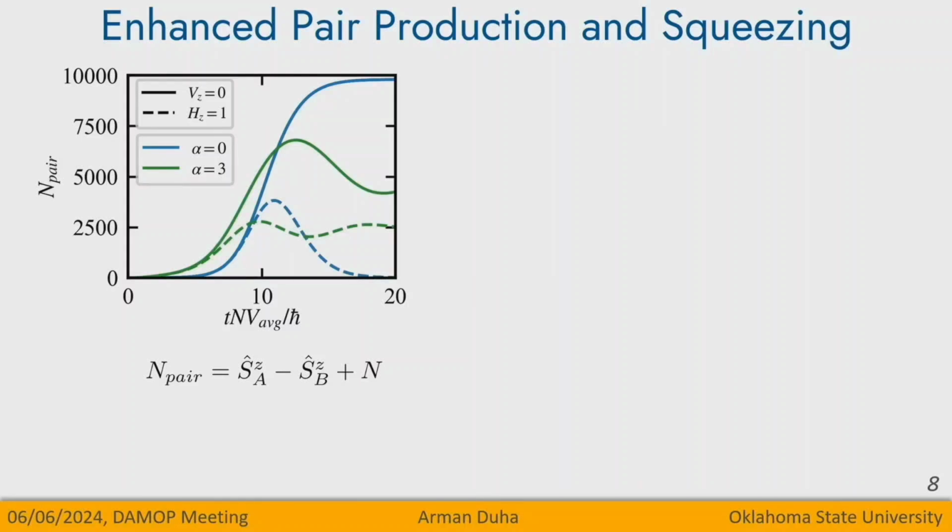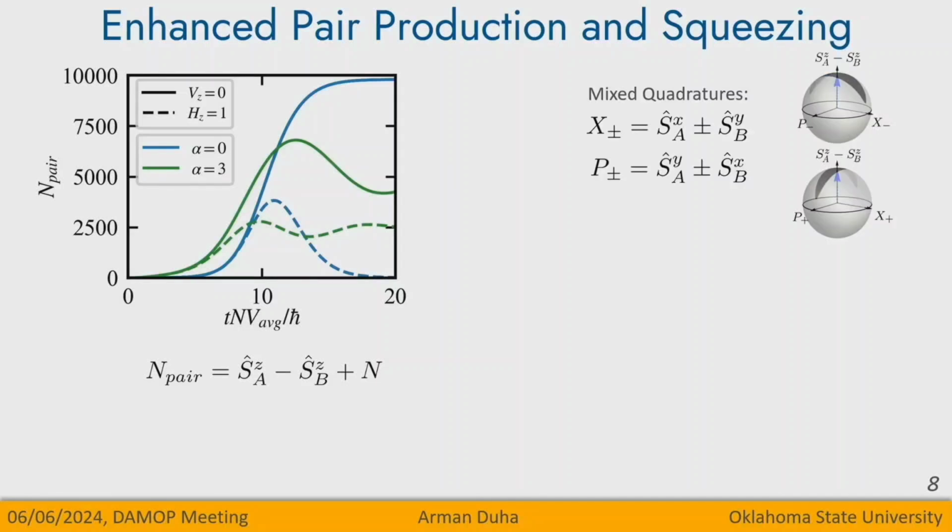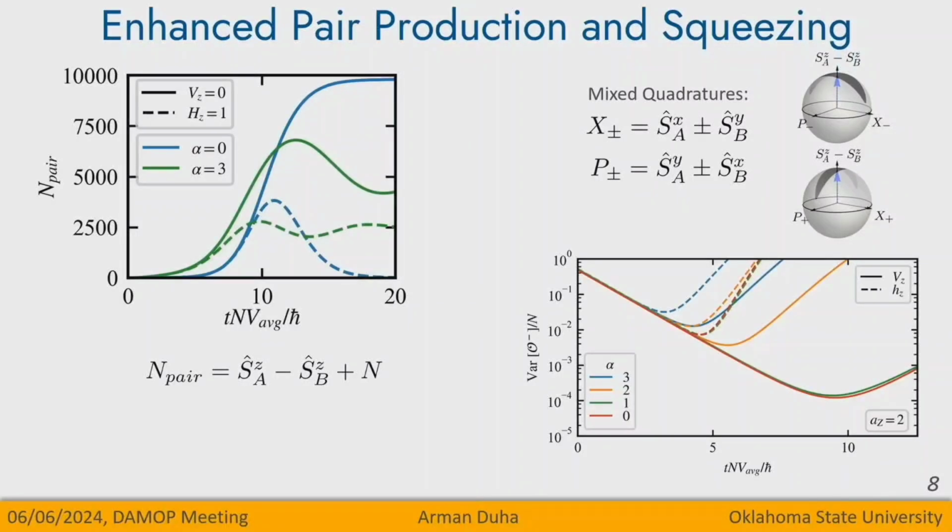And as you can see, the Floquet protocol does significantly better in terms of creating the number of entangled pairs. We also want to look at the variance. In our system, we have these mixed quadratures, and the squeezed directions are the p minus and the x plus. If we look at the variance in these squeezed directions, then we see that for variance as well, the Floquet protocol case does significantly better.